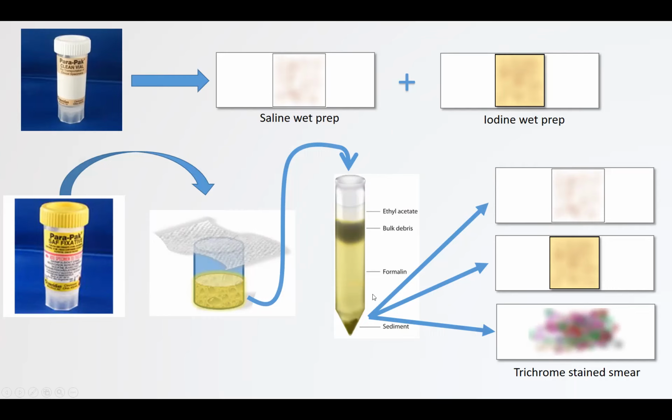And we'll do a concentration method. This is with ethyl acetate. You mix that in, that's going to extract all this fatty debris. We'll take that, we'll spin it down, the ethyl acetate will sit on top. There'll be this layer here of debris. And then down at the bottom is where you're going to get all the goodies. All the parasites, other things are going to be down here in this little pellet at the bottom. And we'll do another saline wet prep, another iodine wet prep.